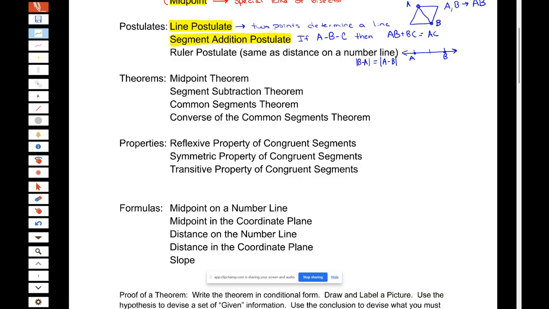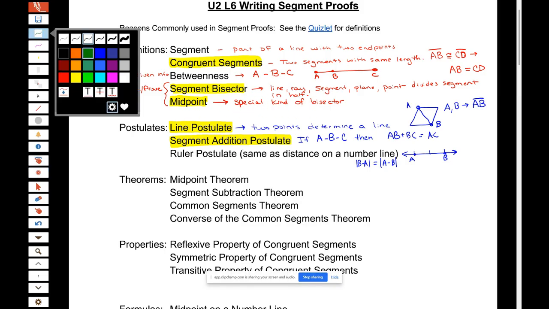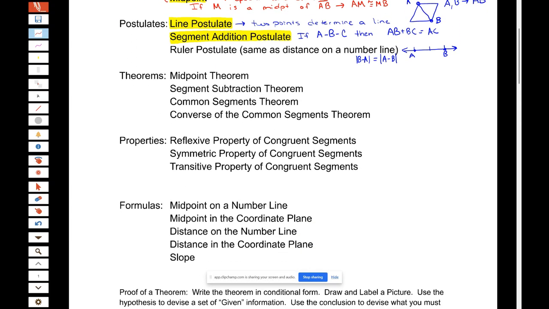All right, midpoint theorem. Midpoint theorem is different than midpoint definition. Midpoint definition basically is a special kind of bisector where we can use it to conclude that, if M is a midpoint of AB, then that would mean that AM is congruent to MB. It creates two congruent segments.